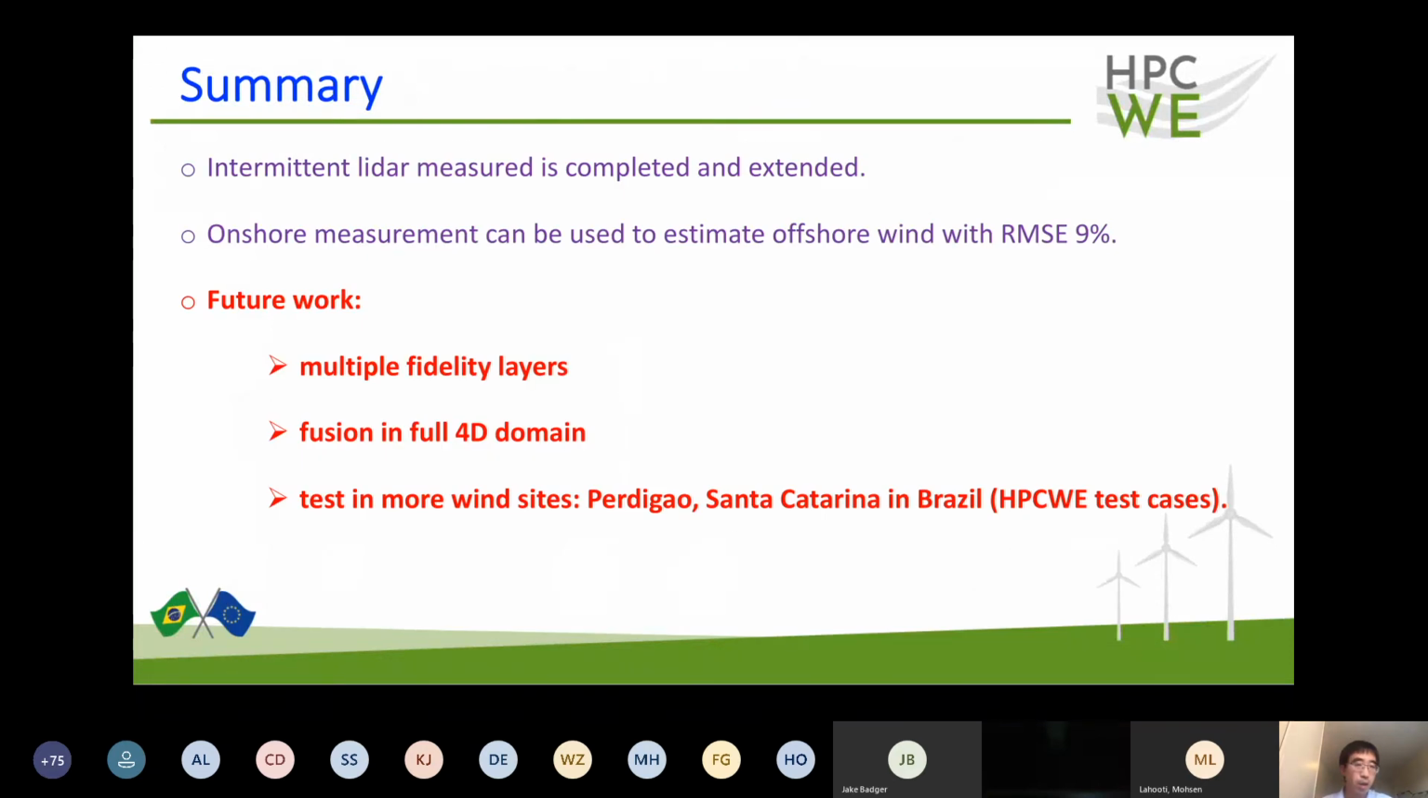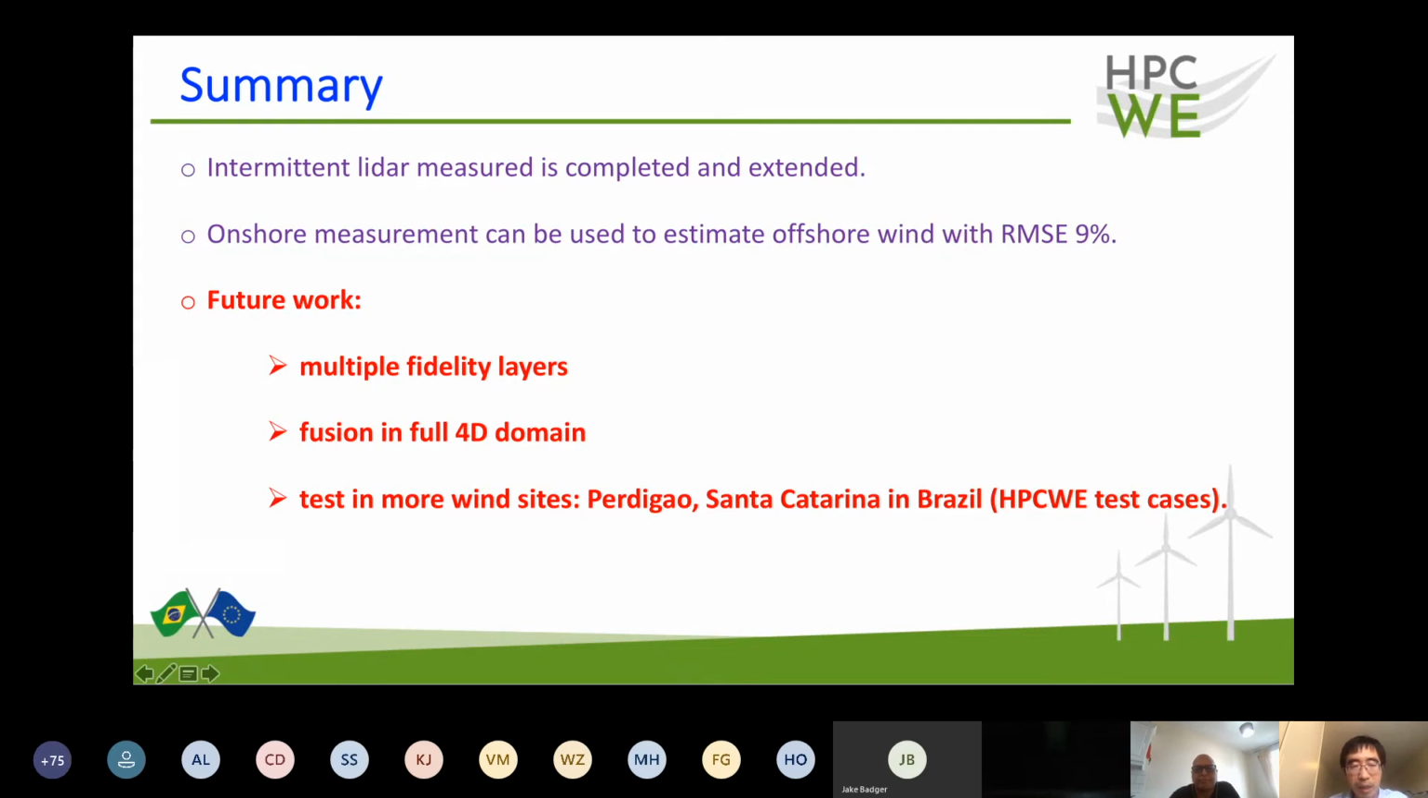Okay, as a summary, we have run a temporal data fusion so as to fill the intermittent LiDAR measurement and also expand it to a longer time domain. And we run a spatial and temporal data fusion so as to use onshore measurement, which can be from LiDAR, mast, or meta stations, and so forth, to estimate the offshore wind. In this way, we can bypass the direct offshore measurement. So for future works, we are doing more layers of fidelity. That is the one I just presented. We have 4 layers of data.